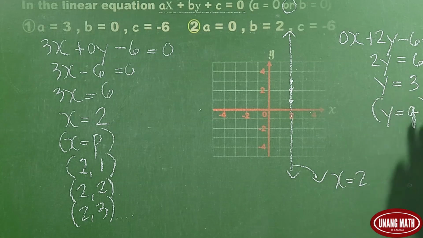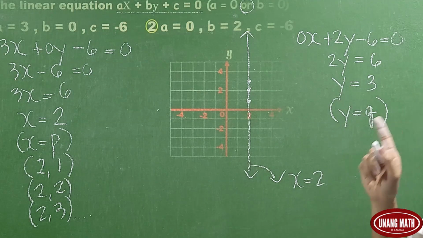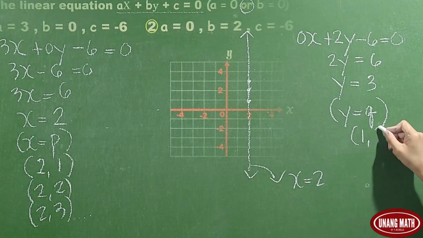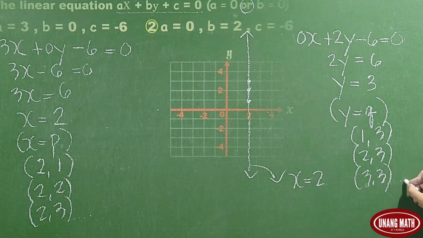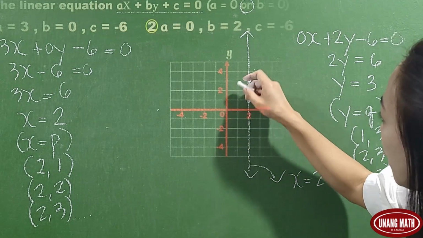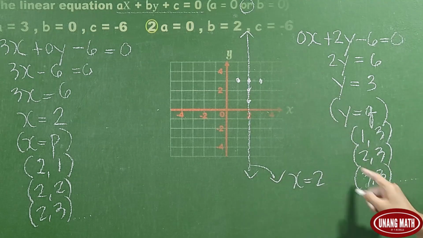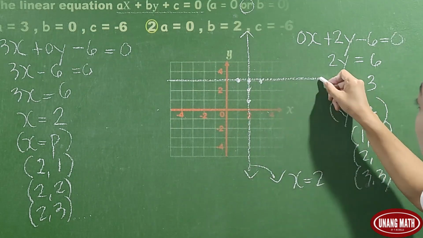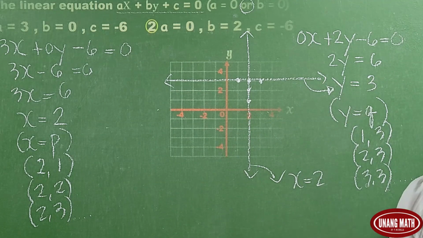How about y is equal to 3? Since the equation is y is equal to 3, that means that all the y coordinates of the points are 3. So possible points are (1, 3), (2, 3), (3, 3), and so on. So all the y coordinates are 3. And if we plot these points, let's start with (1, 3). So we have (1, 3), this point, (2, 3), (3, 3), this point. So this is now our graph. So this is the graph of y is equal to 3.